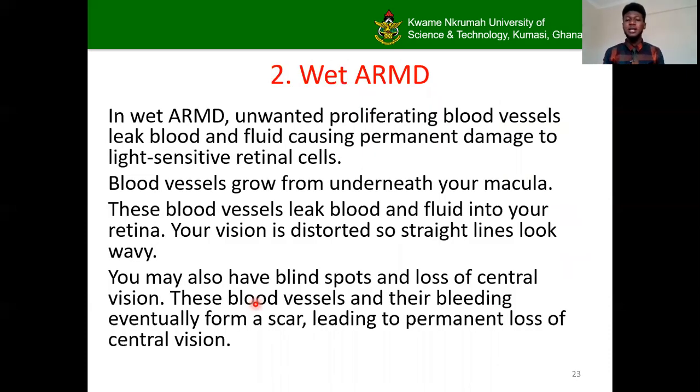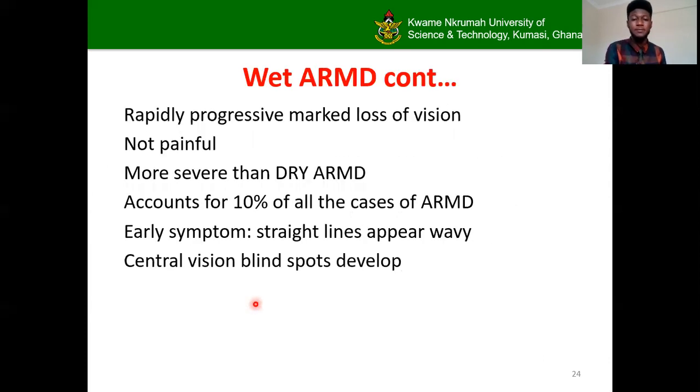Now let's go to the wet AMD. In wet AMD, unwanted proliferating blood vessels leak blood and fluid, causing permanent damage to light sensitive retinal cells. Blood vessels grow from underneath your macula. These blood vessels leak blood and fluid into your retina. Your vision is distorted, so straight lines look wavy. You may also have blind spots and loss of central vision. These blood vessels and their bleeding eventually form a scar, leading to a permanent loss of central vision.